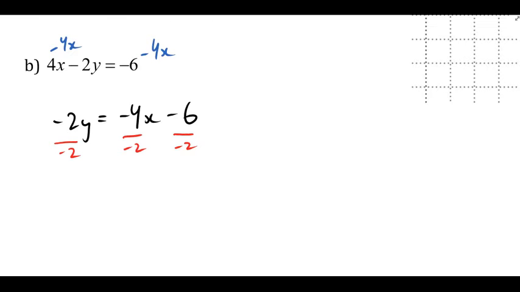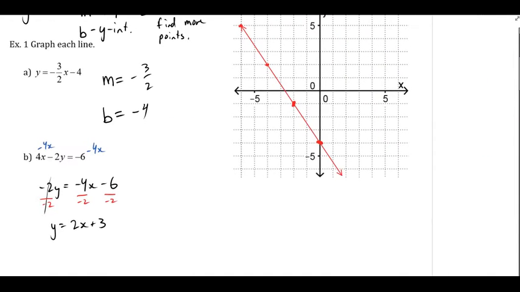So if you want to watch for one more quick review from when we did this before, that's gone. Y equals negative 4 divided by negative 2 is 2. Negative 6 divided by negative 2 is positive 3. Now I can plot those points. Or now I can draw this line. So plus 3.